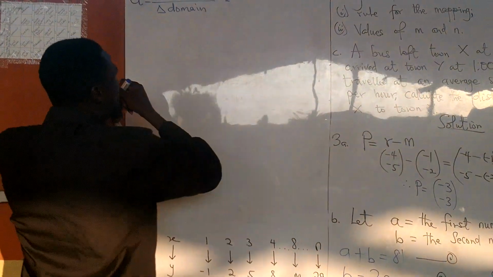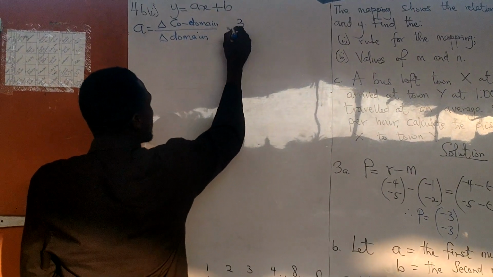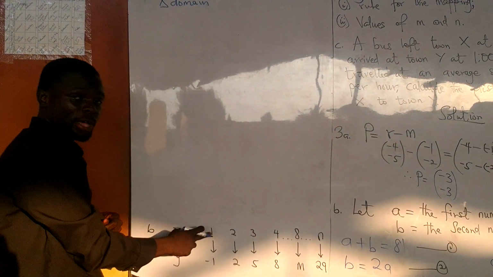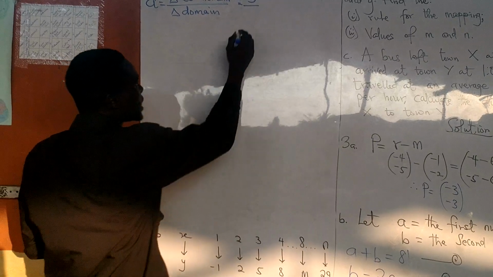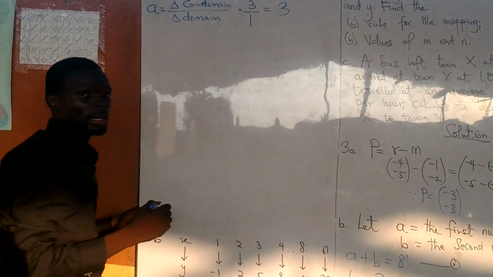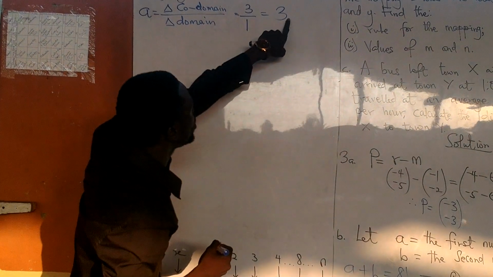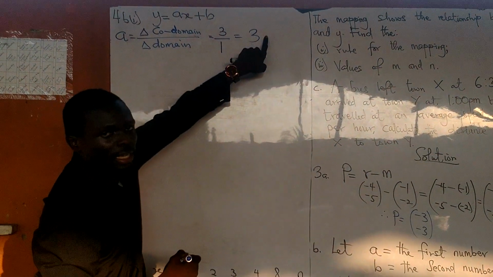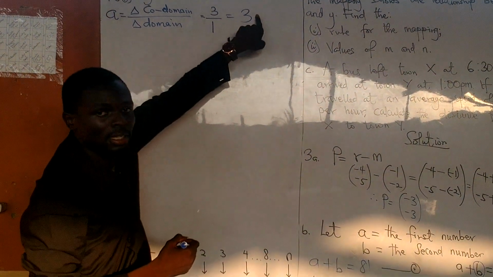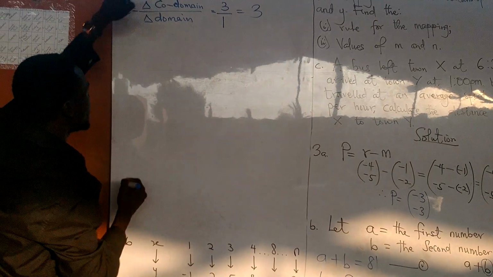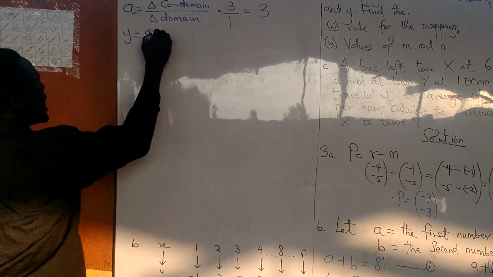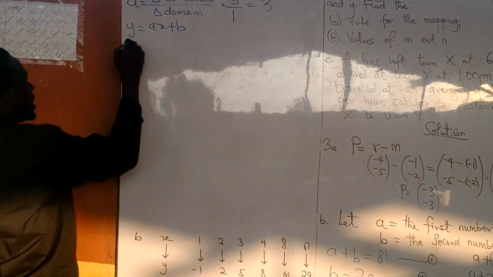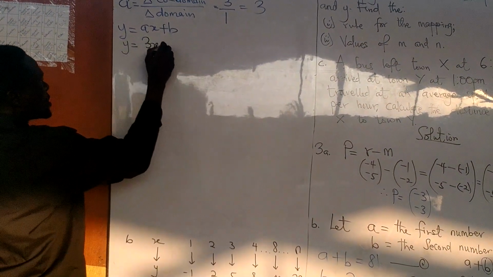So the change in codomain is 3 over the change in domain. Take the second, subtract the first. Take the third, subtract the second. Noticing that you are going to get 1, which means a is equal to 3. So in place of a here, you are going to write 3, because we solved a as 3. So rewrite the equation, y is equal to ax plus b. But we know a, so we put 3 there and say y is equal to 3x plus b.